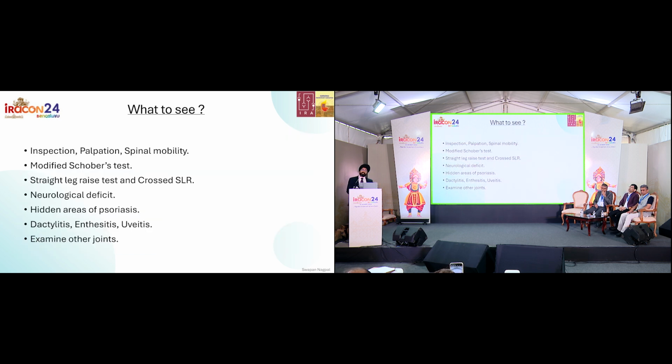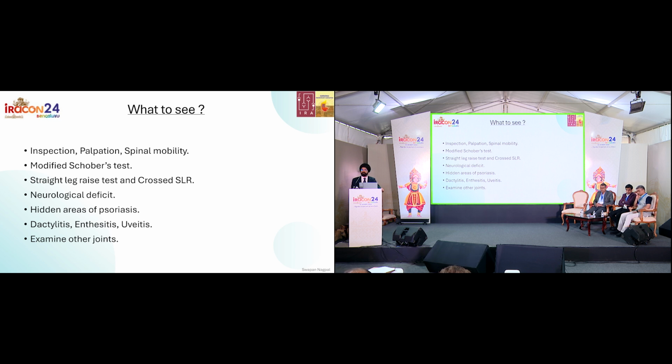What to see? Obviously we have to inspect the patient and palpate the spine. In inspection you can find scoliosis; you can tell the patient to bend down and you sometimes might find scoliosis. You check for spinal mobility, which is basic. We do a modified Schober's test that I'll show in the next slide. We do a straight leg raise test and a crossed SLR test. I'll explain why both.